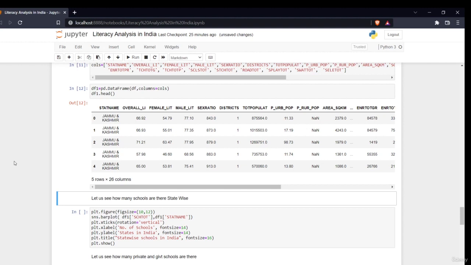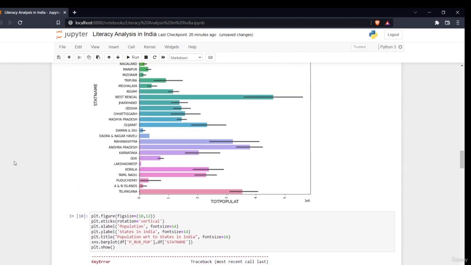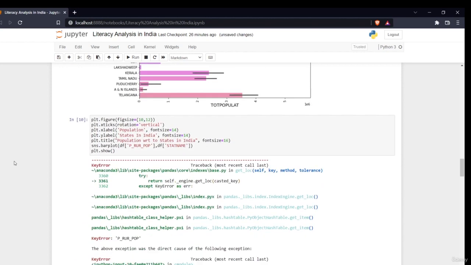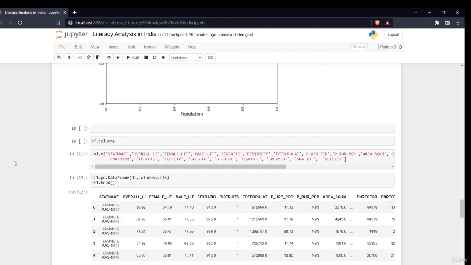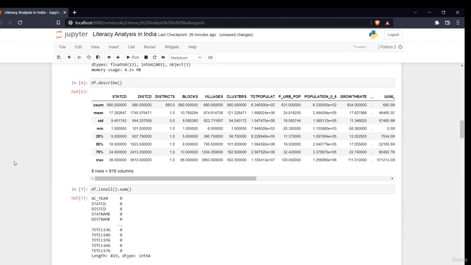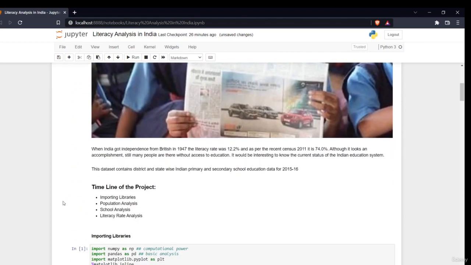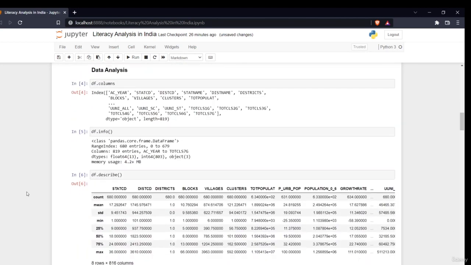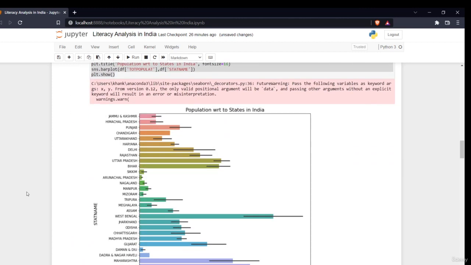So this was an introduction for population, like which is the most popular state and the biggest on the basis of area and the different things. Now in the next section, we'll be doing the school analysis. What are the different numbers of schools in each state, which state has the highest schools, which state has the lowest, and all of those things. Okay, so let's proceed to the next section.